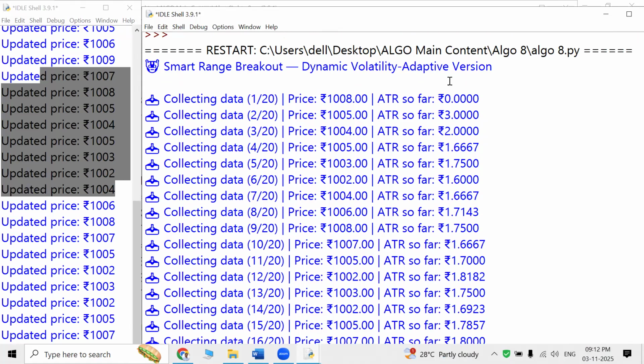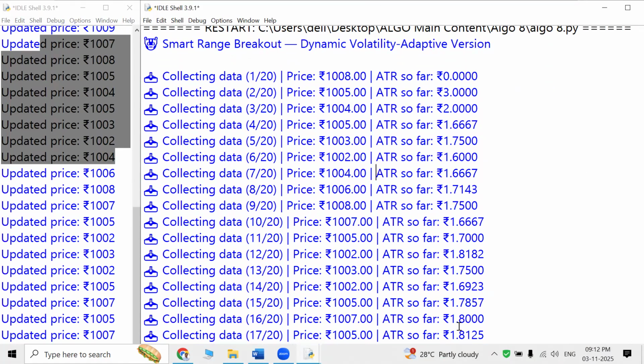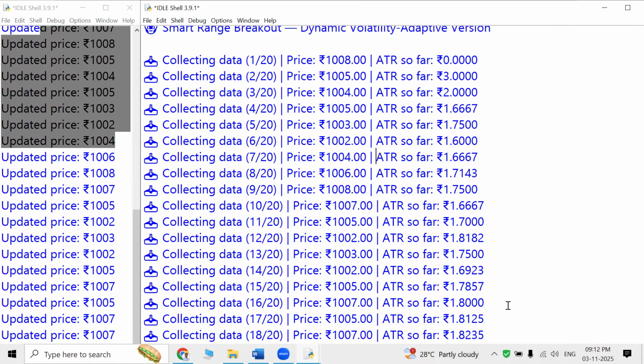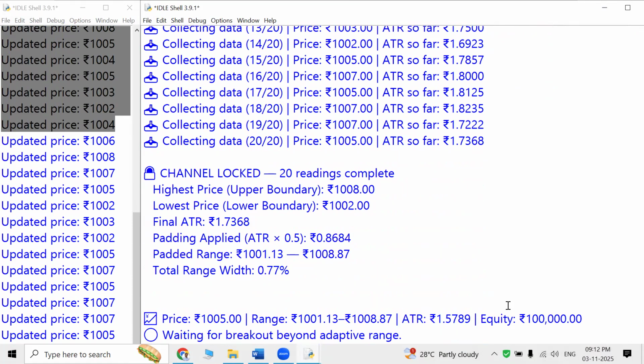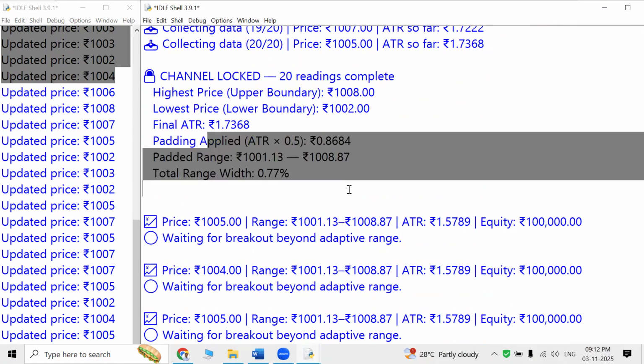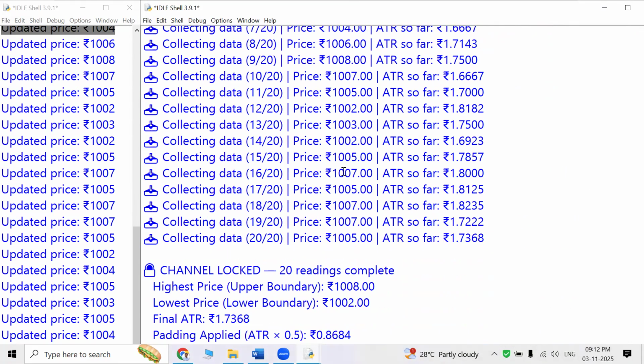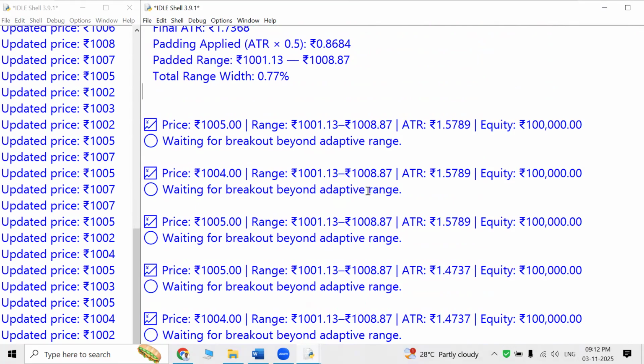is continuously changing. So now the ATR is being calculated. You can check this out. The ATR is being calculated continuously with the price. Okay, 20 prices have been collected, and you can see the ATR, the final ATR, and the padding which we have added. Okay, now this was the upper range and lower range. You can see the upper range and the lower range.